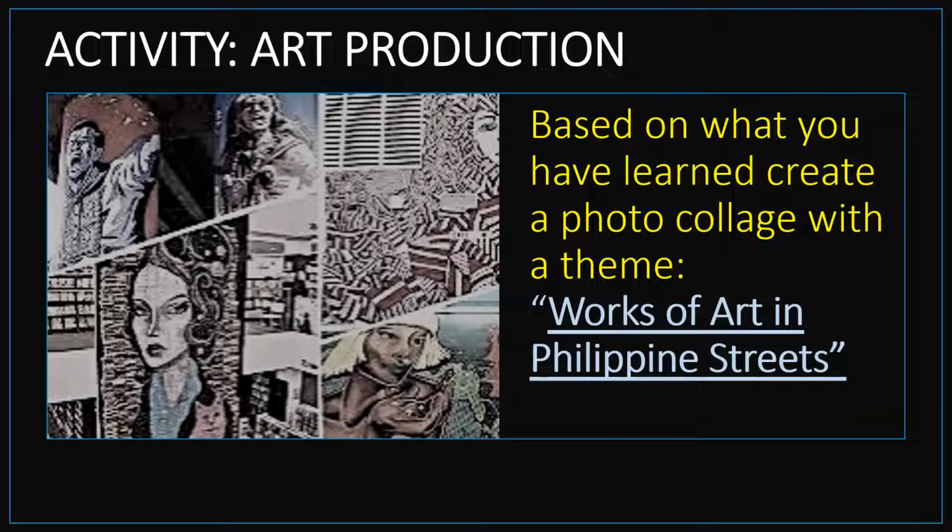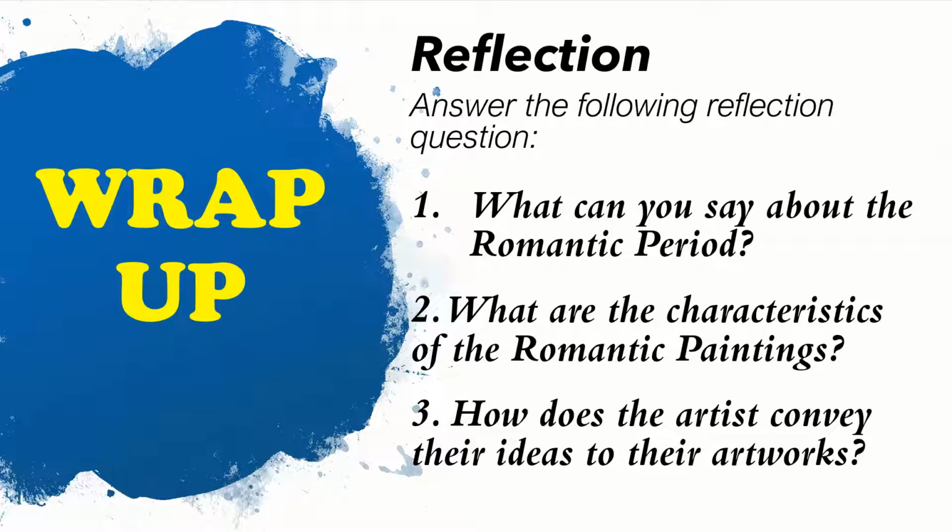Let's now move on to our next activity. For your wrap-up activity, let's have a reflection on the lesson discussed today by answering the following questions. 1. What can you say about the Romantic period? What are the characteristics of the Romantic paintings? How does the artist convey their ideas to their artworks?